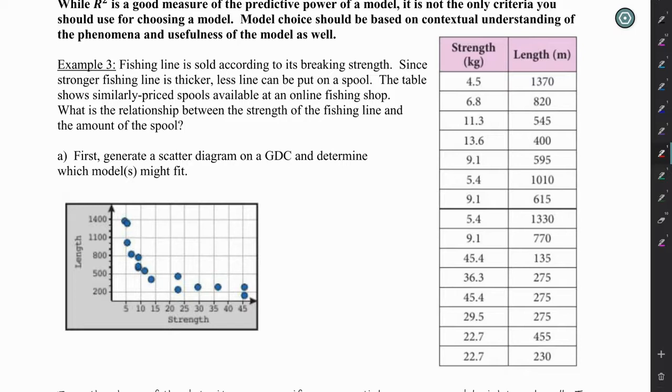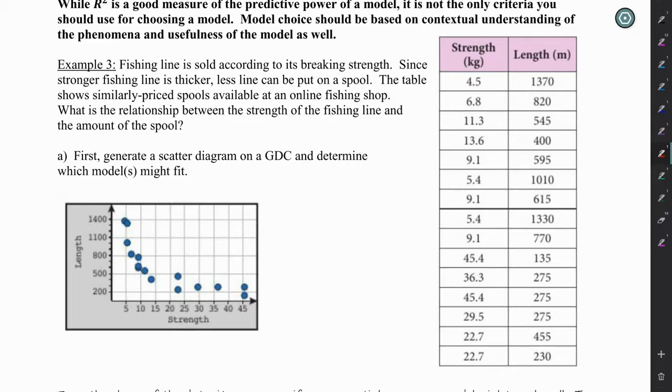So, in this example, we're talking about fishing line. Fishing line is sold according to its breaking strength. Since stronger fishing line is thicker, less line can be put on a spool. The table shows similarly priced spools available at an online fishing shop. What is the relationship between the strength of the fishing line and the amount on the spool?